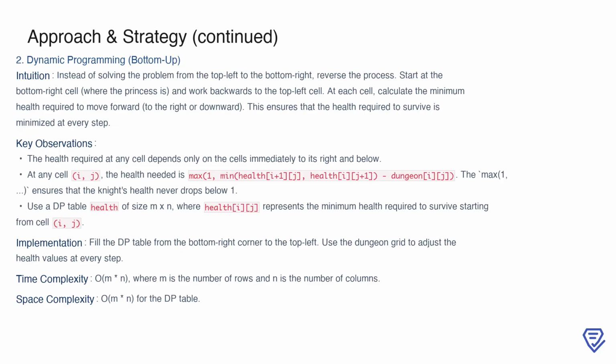To implement this, we use a dynamic programming table where health[i][j] represents the minimum health required starting from cell (i, j). By filling this table in reverse order, from the bottom right to the top left, we can efficiently determine the solution. This approach has a time complexity of O(m*n) and a space complexity of O(m*n), making it both efficient and practical for larger grids.